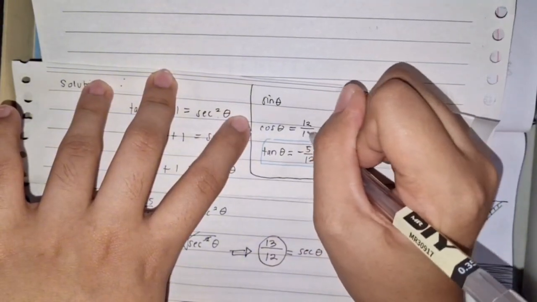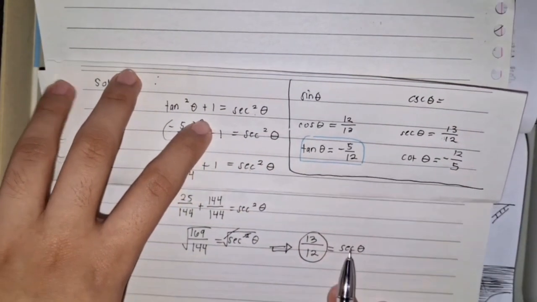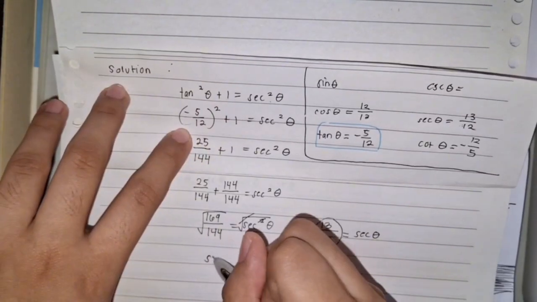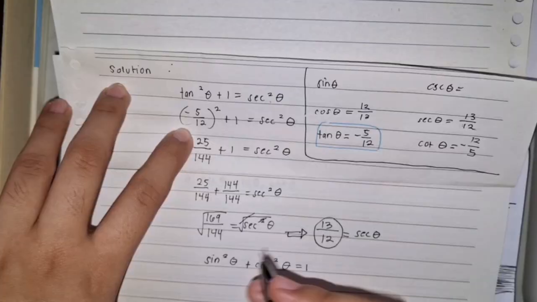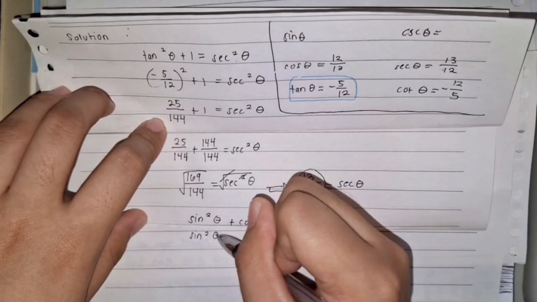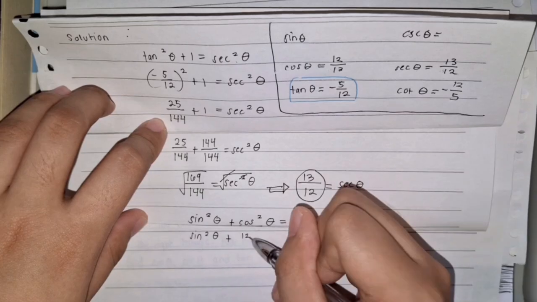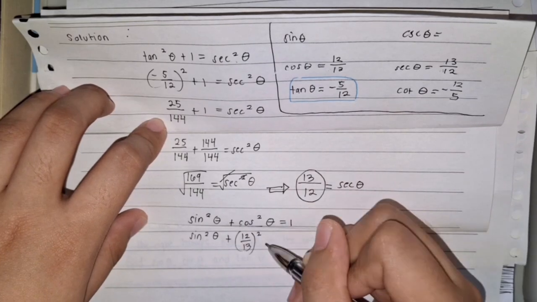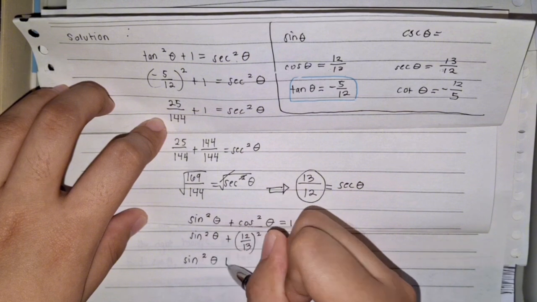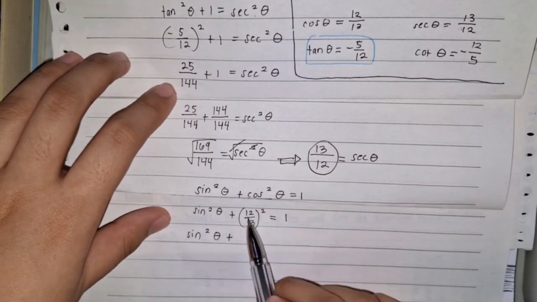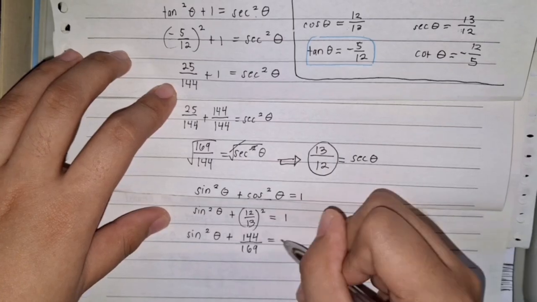12 over 13. Now, since we have the cos theta, we can use another Pythagorean identity, sine squared theta plus cos squared theta is equal to 1. Bring this down, sine squared theta plus substitute the cos theta value here. So 12 over 13, then enclose with parentheses, and raised to the power of 2 is equal to 1. Sine squared theta plus 12 times 12 would be 144. 13 times 13 would be 169 is equal to 1.